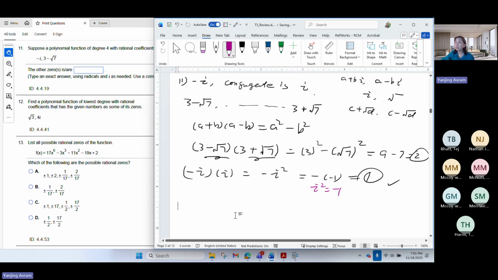Some people ask, if I have a 3, does 3 have a conjugate? No, 3 doesn't have a conjugate because it doesn't have an i or square root. Only i or square root have a conjugate in here. So the other zeros here will be just i and 3 plus square root of 7. That is the only two zeros.